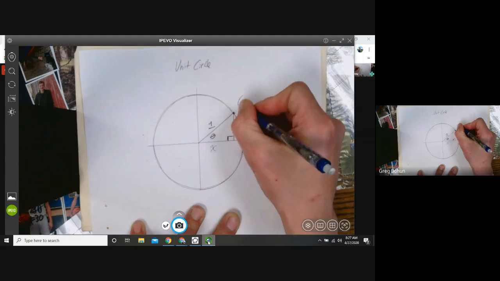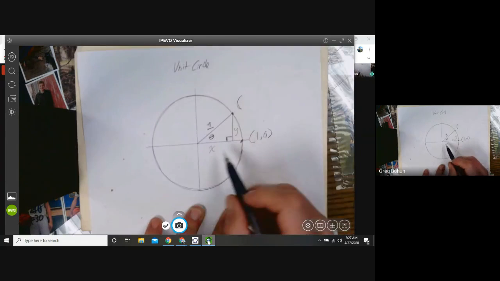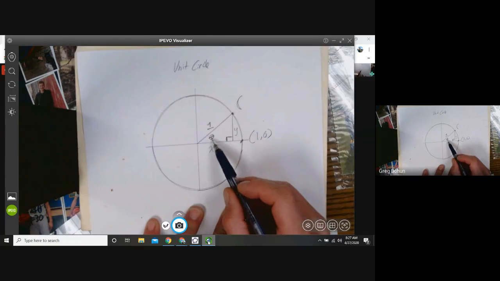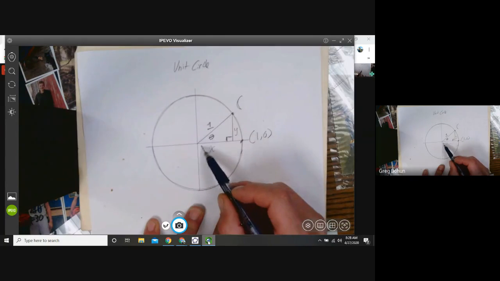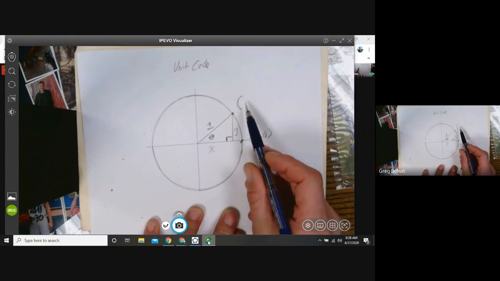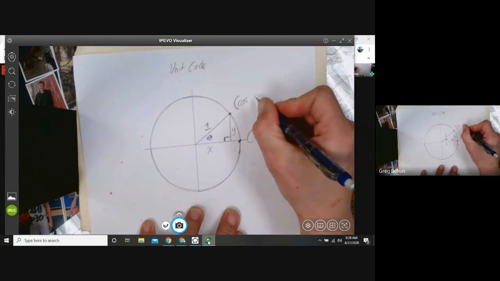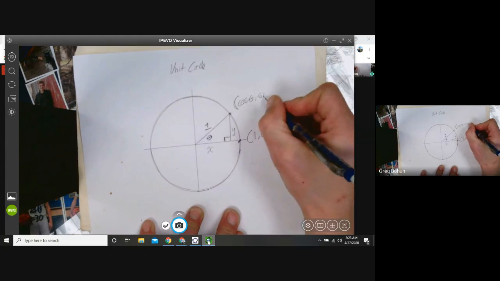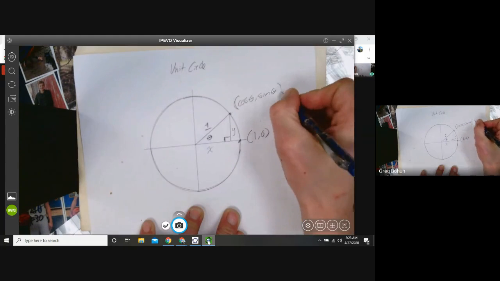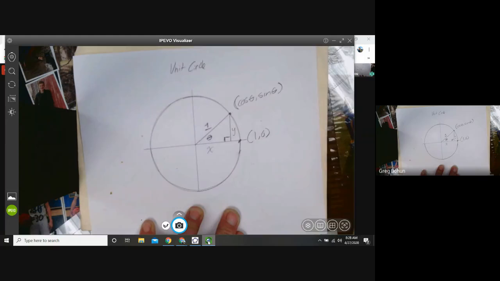So we can go along on our unit circle. We turn an angle, maybe 25 degrees, and we look at the coordinates there. The x coordinate is always going to be the cosine of that angle, and the y coordinate is always going to be the sine of that angle.